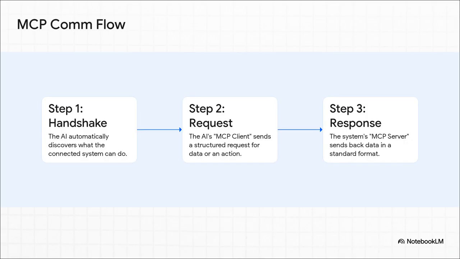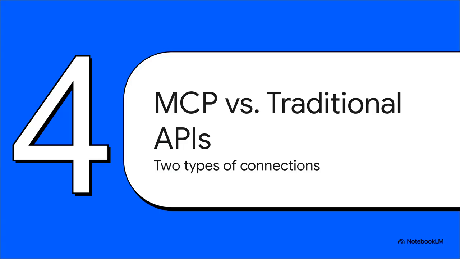Now, this is where things get really, really cool. That first step, the handshake. When an AI using MCP connects to a new tool, it doesn't need to be pre-programmed with all the details. It just asks the tool, hey, what can you do? It discovers all the available data and actions on the fly. After that, it's just a simple, standardized request and response. No custom coding needed.